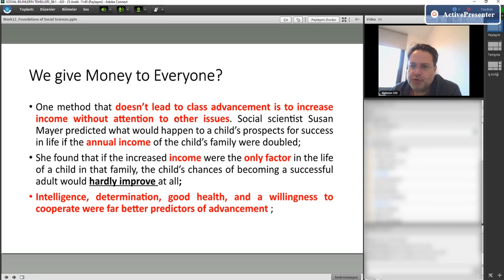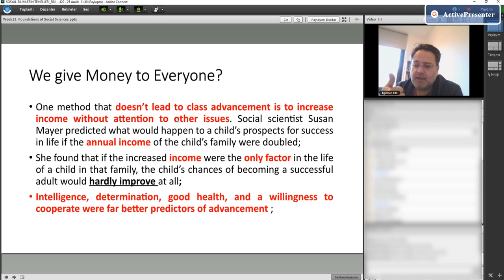So is the solution for equal opportunity giving everyone an income? Susan Mayer, who conducted research, says no. Even if we double the money that a family gets, even if we give them more income, the prospect for that child to be successful is not realistic, because it's not only an issue of income for the child.